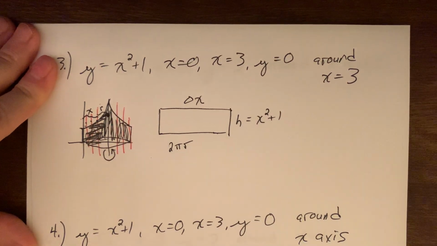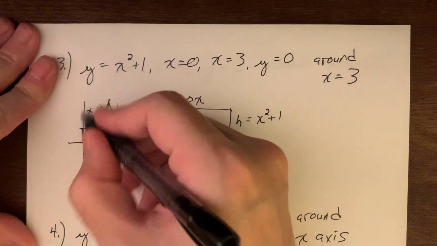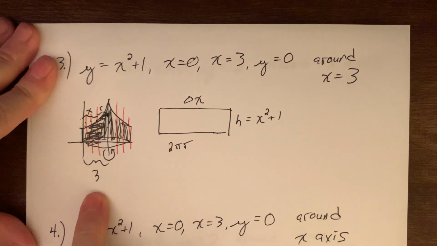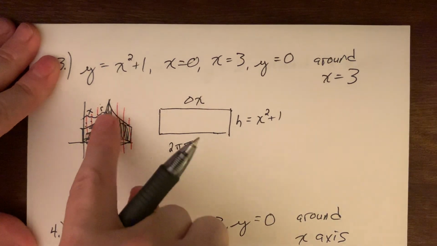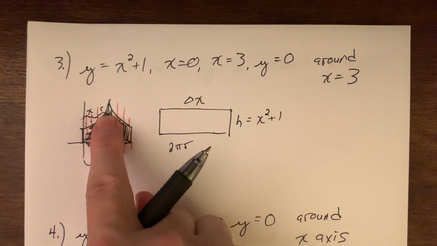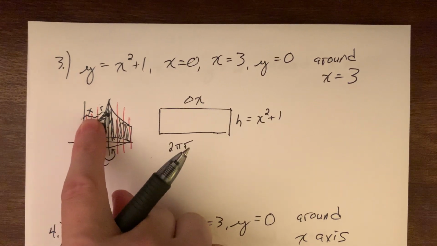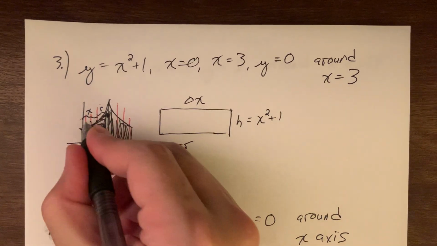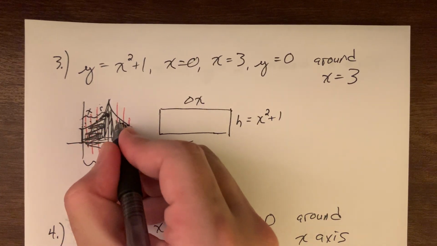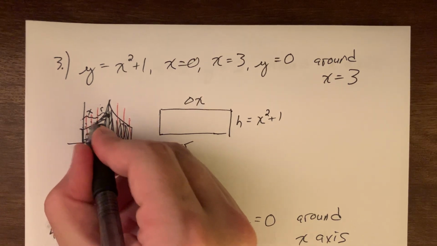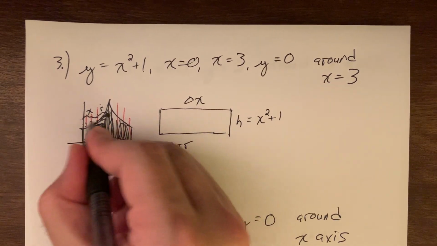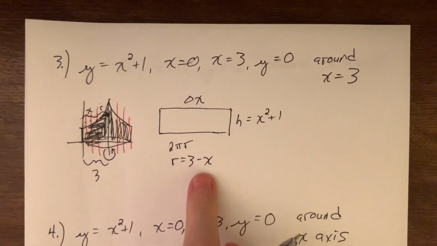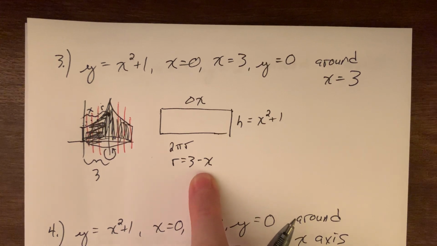Well, what else do I know? I know that this is x equals 0 and this is x equals 3. So this gives me a total distance of 3 units, and r is smaller than that. How much smaller? Well, it's always x units smaller. So in my first one, x is 0, 3 minus 0 gives me 3. But then 3 minus this little bit gives me my second r. Then 3 minus this slightly bigger bit gives me this r. Then 3 minus this bigger bit gives me this r. So r is 3 minus x.